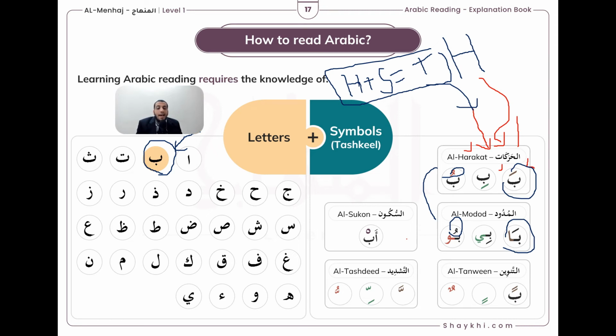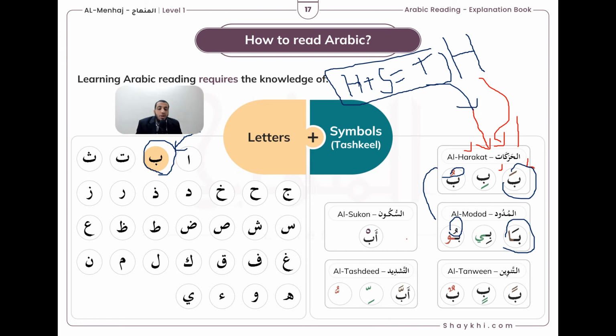Okay, and then we have at-tanween. Okay, we said adding what? Adding a short vowel sound with an N sound. Ban, bin, bun. Okay, let's move to at-tajdeed.